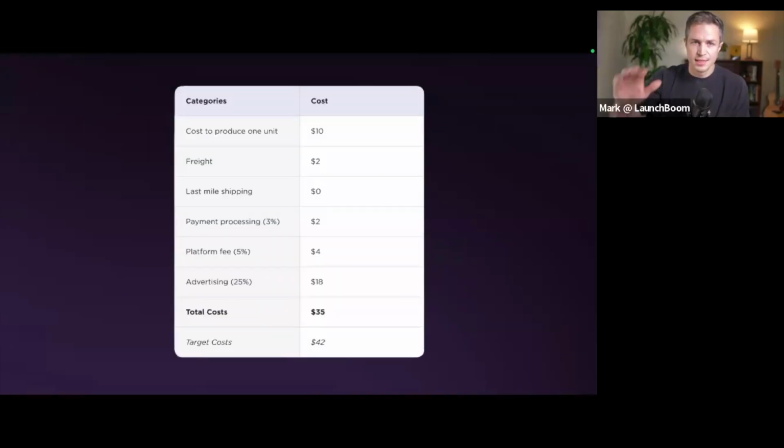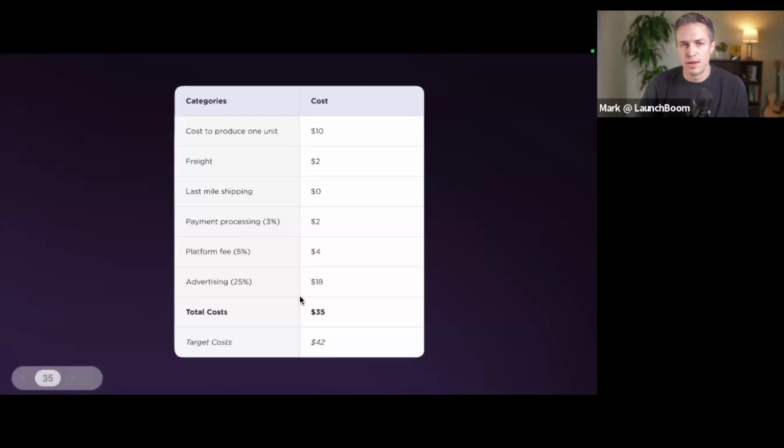All right. So just as a purely illustrative example, still keeping it within the example we were saying, let's say you had a $10 cost to produce. Let's say it costs you $2 in freight. Let's say you passed on the last mile shipping cost to your backer, so it didn't cost you anything.